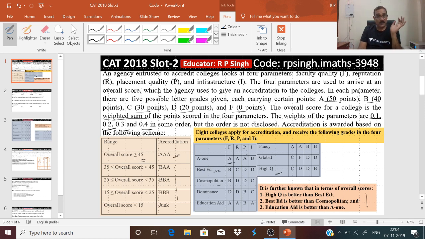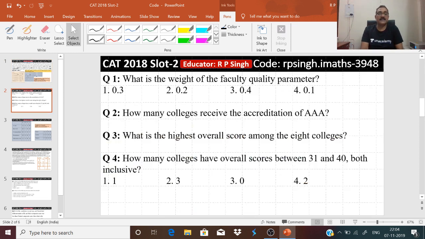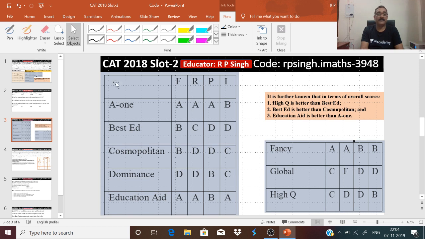So let us do this, and the questions are based on this: what is the weight of the faculty quality? Means the first question is based on this. If you identify the weights, it will help you to answer this question and to crack the set. So our first priority is to find out the weights of the parameters, right guys? For this, let me take that table again. This is the given table, right guys?